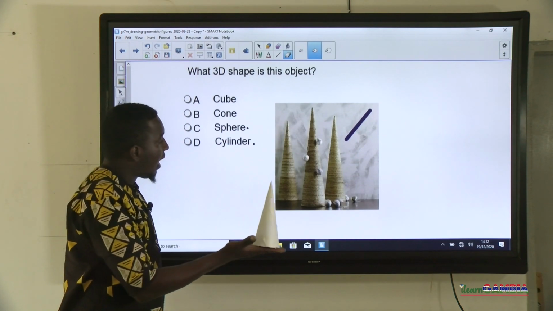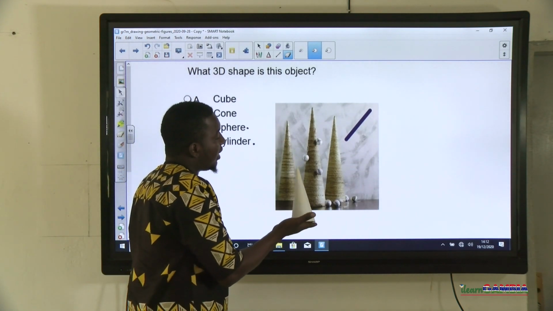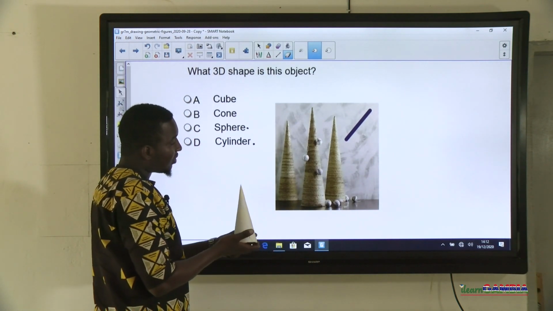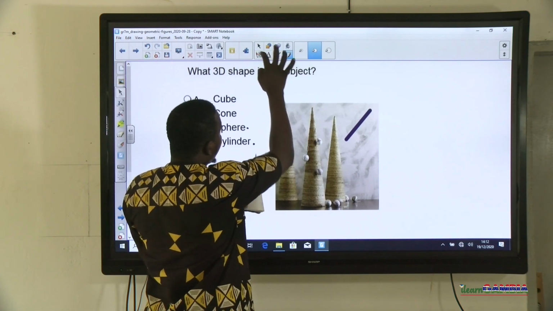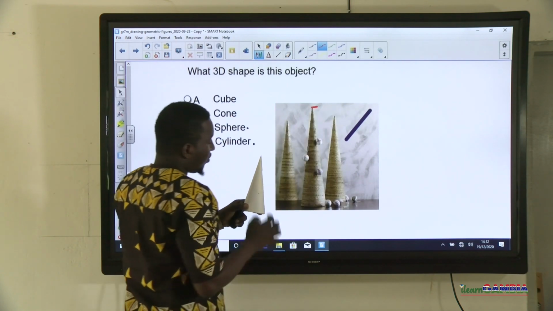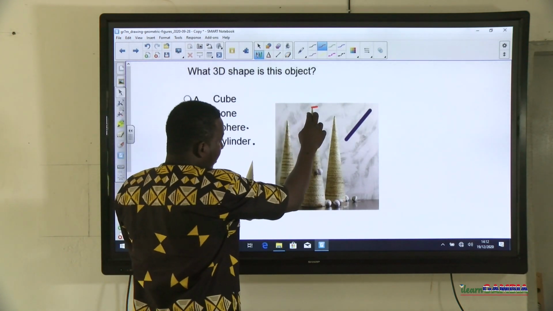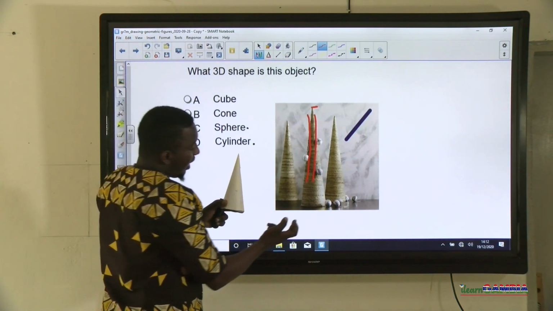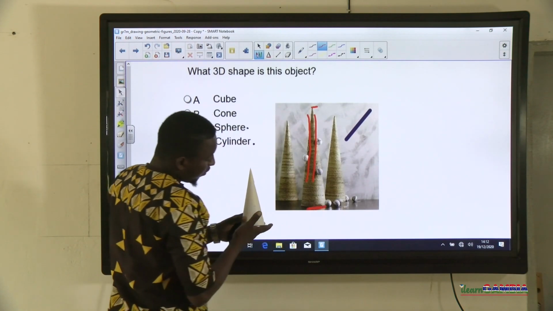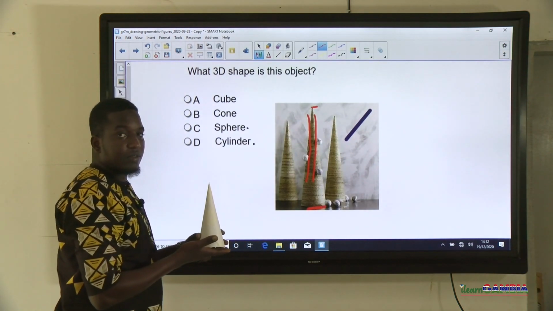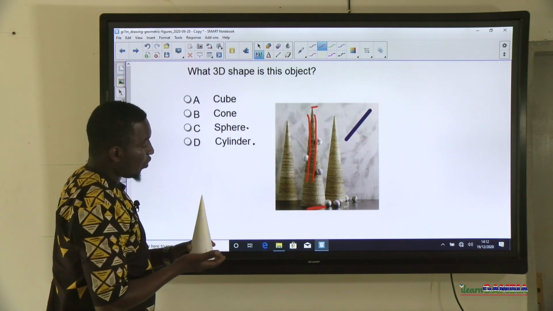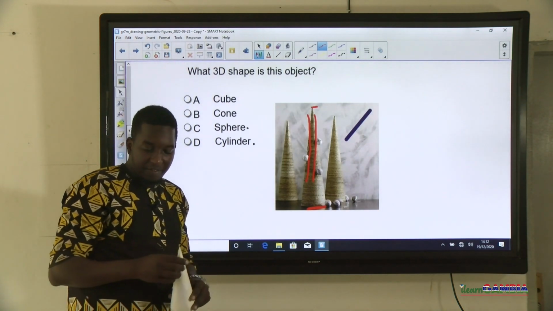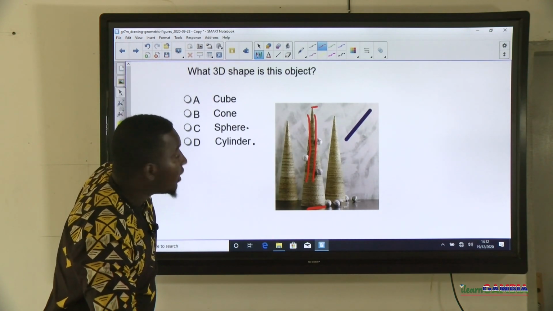Looking at the object that we have in the picture, it also looks like a cone because it has a vertex, just like what we have. It has a curved surface area, and it also has what we call a flat face. So the object looks like a cone, but we are not going to stop there. We'll still examine the rest of the options and see if we will have another answer.